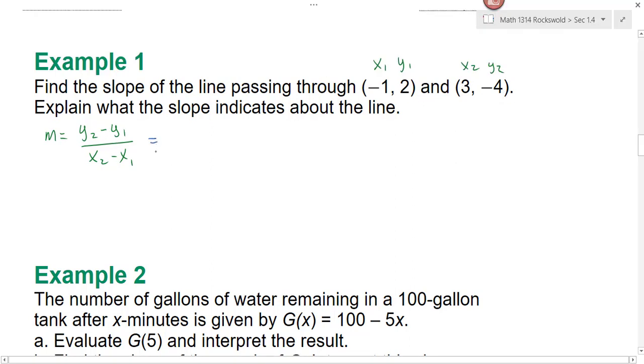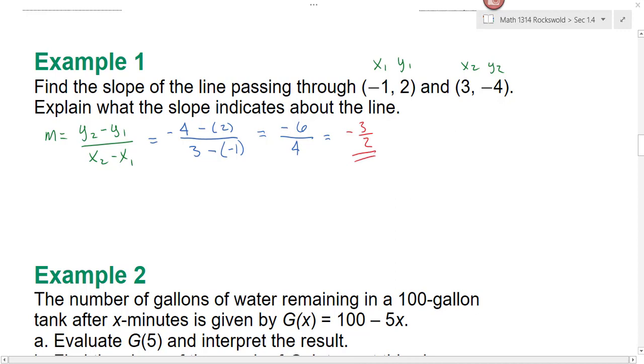What do I plug in place of y2? What do I plug in place of y1? What do I plug in place of x2? And what do I plug in place of x1? Then we just simplify the arithmetic. What's negative 4 minus 2? And what is 3 minus a negative 1? And when we reduce that, what do we get? Negative 3 halves. 2 goes into both of those.